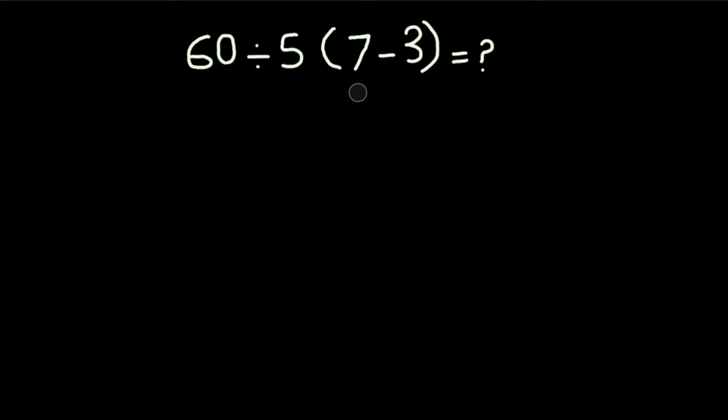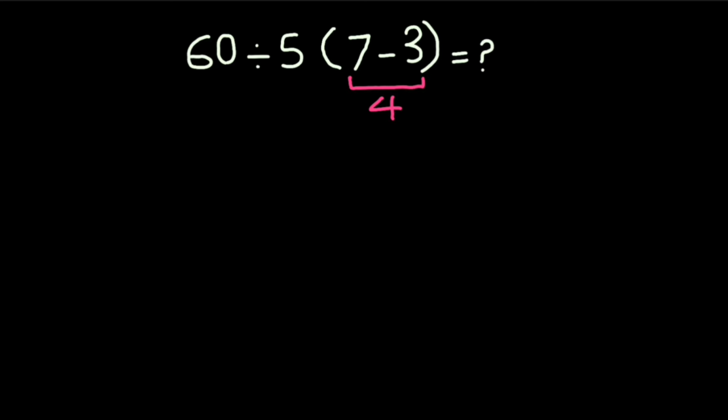According to the rules of mathematics, we have to solve this math expression like this. First parentheses, then multiplication and division, and as we know, multiplication and division are equally important. So 7 minus 3 gives us 4.